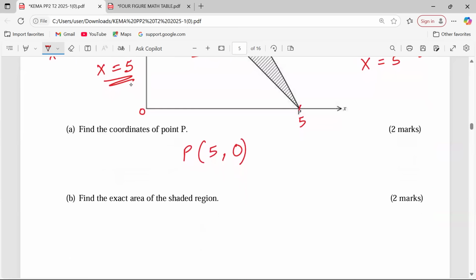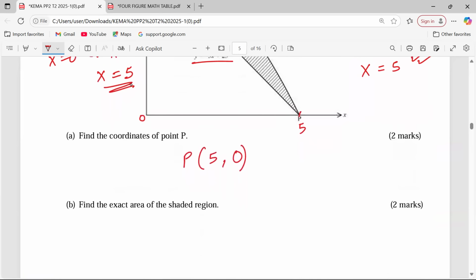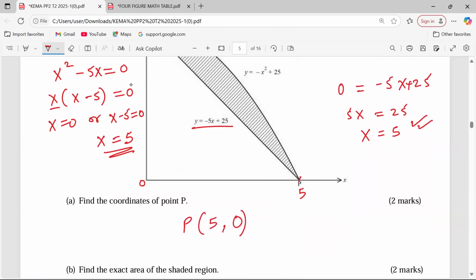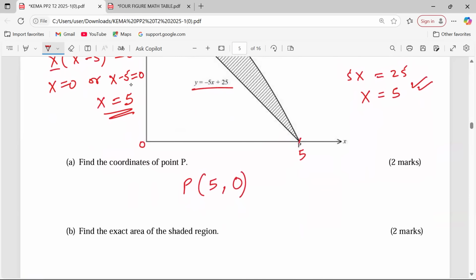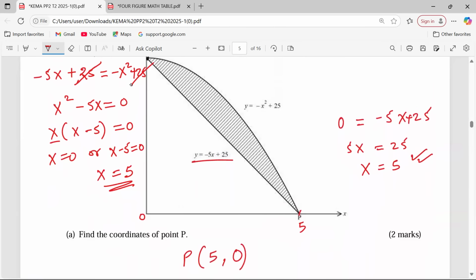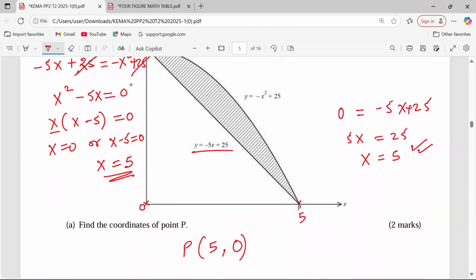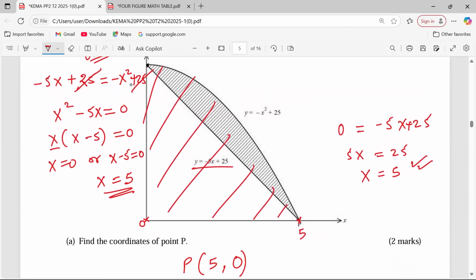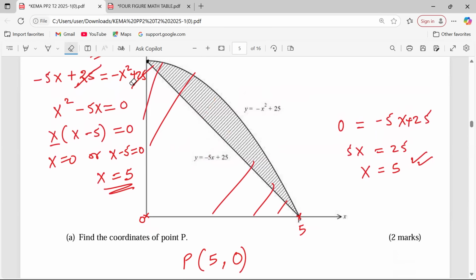Find the exact area of the shaded region. Therefore, I'm going to get the area such that for this particular curve, we need to integrate from 0 to 5 so that we get the area between the x-axis, (0, 0), (5, 0), and the curve. All that area from the curve all the way. That area will be gotten by integrating the curve from 0 to 5. So let's find the area between the curve, the x-axis, and also the y-axis.